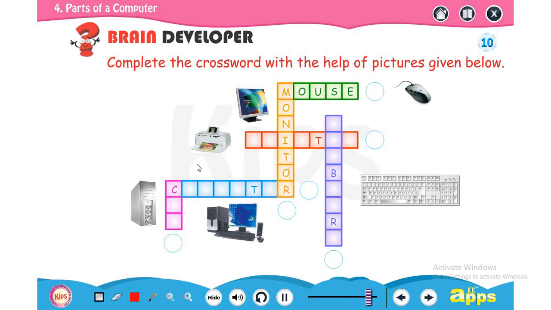In this way, this is called printer. So here printer. This is called keyboard. So here you have to complete keyboard. This is CPU. So you have to write here C, P and U. And this whole thing is called a computer. So you write computer. You have to complete this activity.